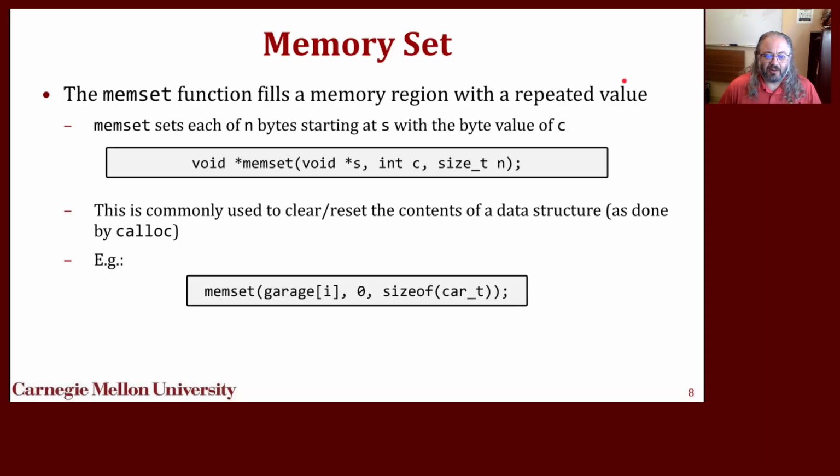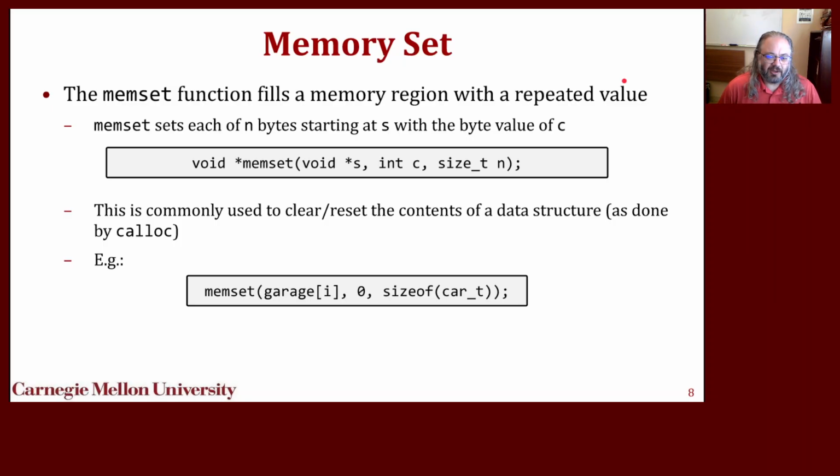The way that memset works is you give it a region. You simply give it a pointer where you want it to start. You give it a value. It actually takes an integer value, but it will convert that integer value into a 1 byte integer, simply a byte value. And then you give it the number of bytes that you want it to fill starting from that starting position.